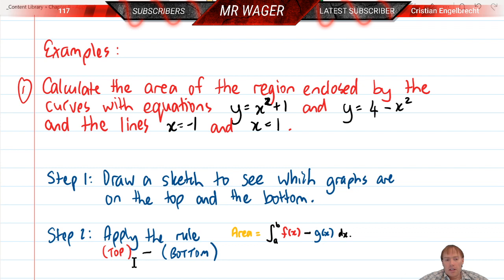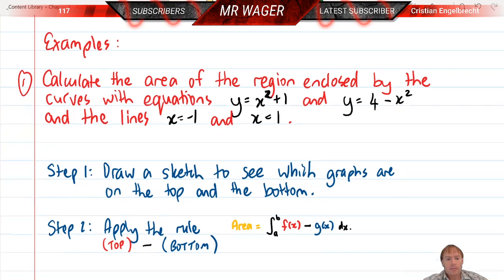And then once you've got your sketch, you want to apply the rule, which is the area of the enclosed region between the curves is going to be the top graph, f of x, minus the bottom graph, g of x. Okay, so top minus bottom. If you wanted to pause the video and try this question for yourself, I'd really encourage you to do that. In the meantime, I will keep going with the live stream.